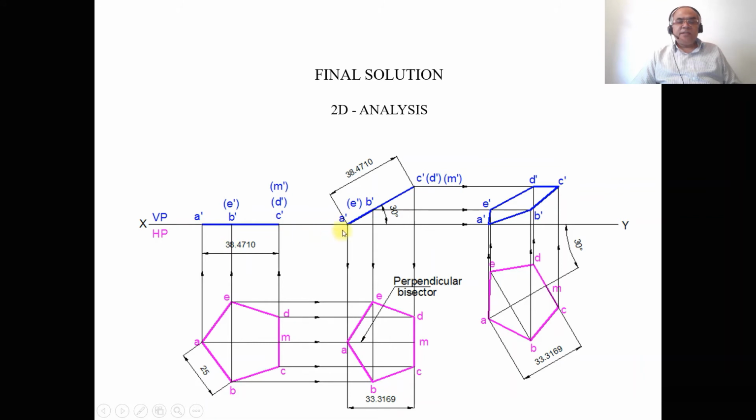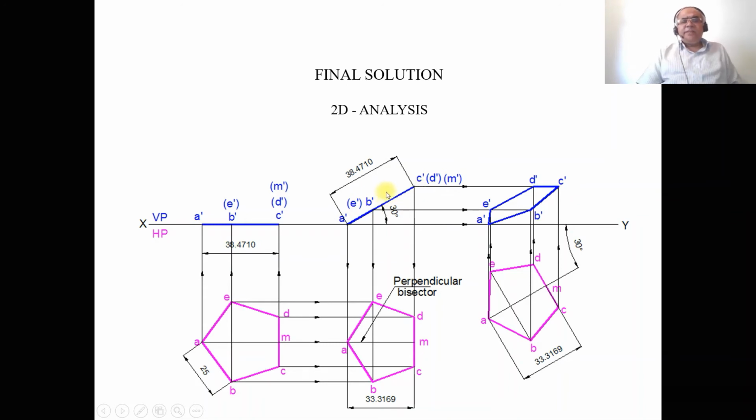Now you take any convenient distance from the first position front view, and you mark this point as A dash. By using the protractor with respect to the XY line, you measure 30 degrees and draw an inclined line. Then by using the compass, you measure the distance from A dash to C dash, with A dash as center cut on the 30 degree line, and you mark this point as C dash, and then D dash in bracket and M dash in bracket. Then you measure the distance from A dash to B dash and transfer from A dash and draw an arc on that 30 degree line, and you mark this point as B dash and E dash. Then join A dash to C dash with a dark line.